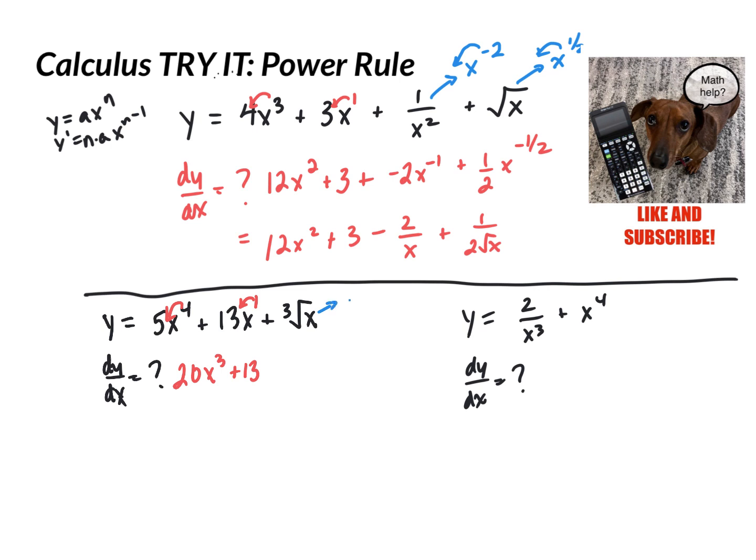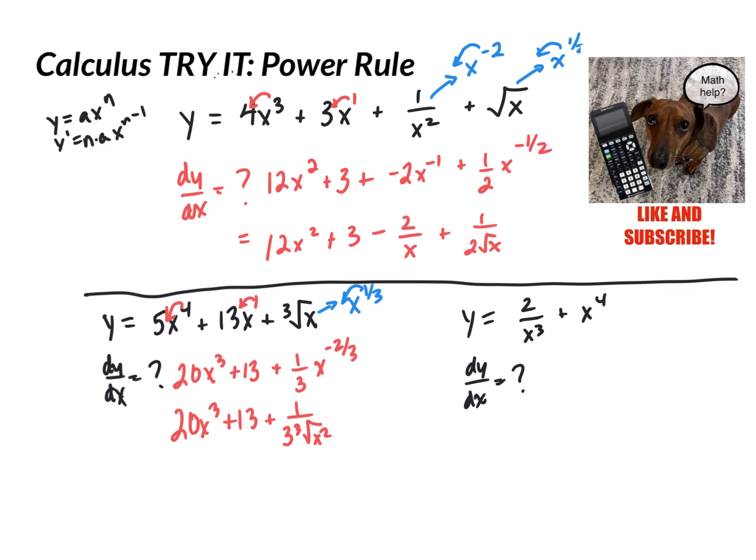This I would rewrite as x to the 1/3 power. So that 1/3 comes out. And we reduce the power by 1, so 1/3 minus 1 is negative 2/3. Okay, we could rewrite that. Now, you could either write this as x to the 2/3 in the denominator, or you could write it as the cube root of x squared, like that.